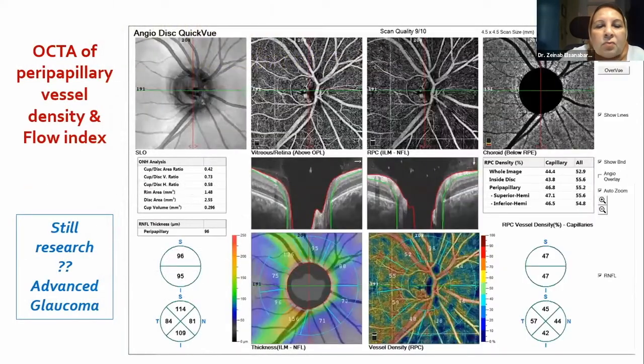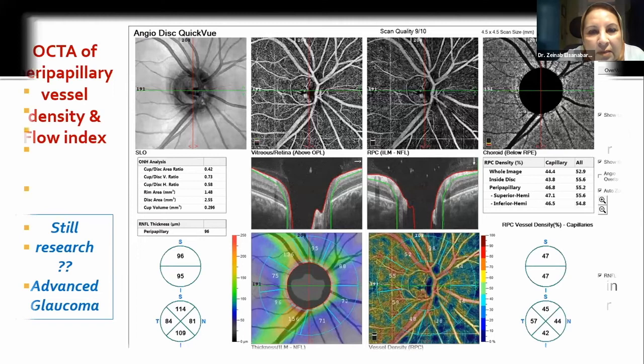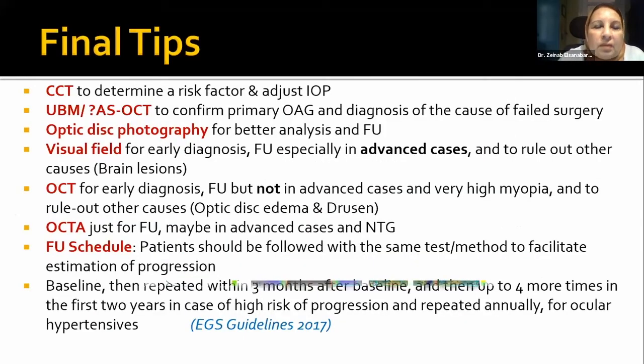And we have this picture for the peripapillary affection. We may have areas here of ischemia, and we'll compare the vessel density to the retinal nerve fiber layer thickness. This is mainly now for research, and we can maybe use it for advanced glaucoma and normotension cases. So, the final test.